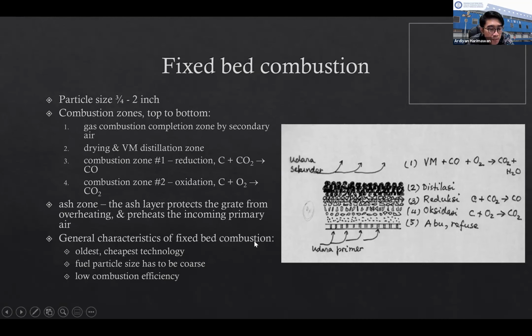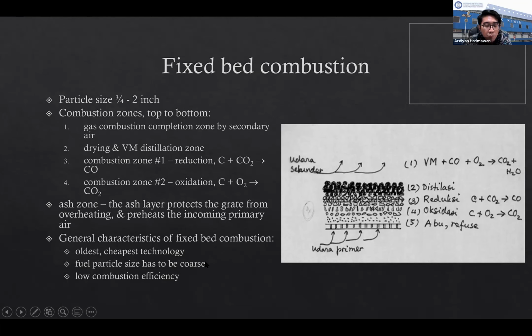Okay, fixed bed is basically the oldest technology. Yeah, the oldest, the cheapest one. And then you need to have coarse particles. You cannot have very fine particles. Do you know why, in a fixed bed, you need to make sure that the size of the particle should be coarse? Coarse means kasar, not very small or fine.